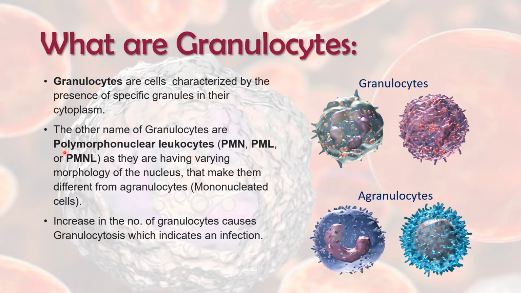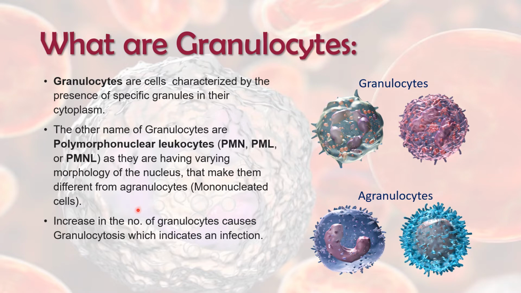Granulocytes are known as polymorphonuclear leukocytes, abbreviated as PMN, PML or PMNL, as they have a varying morphology of the nucleus that makes them different from agranulocytes, which are known as mononucleated cells. In granulocytes the nucleus is of varying shape. It may be bilobed, trilobed or multilobed, but in the case of agranulocytes the nucleus has a similar kind of structure, slightly notched or spherical, whereas in granulocytes the morphology of the nuclei varies.